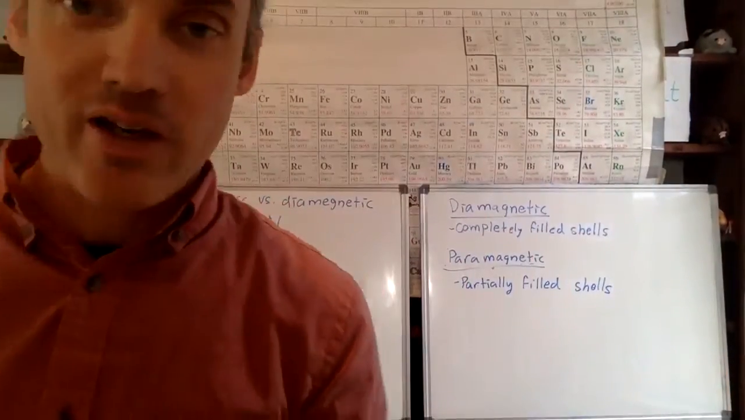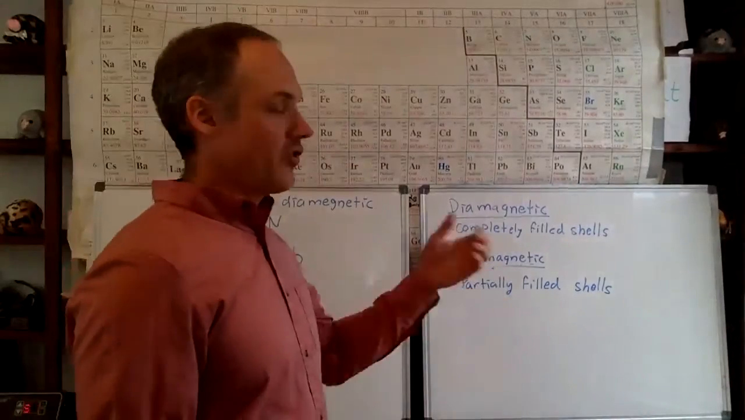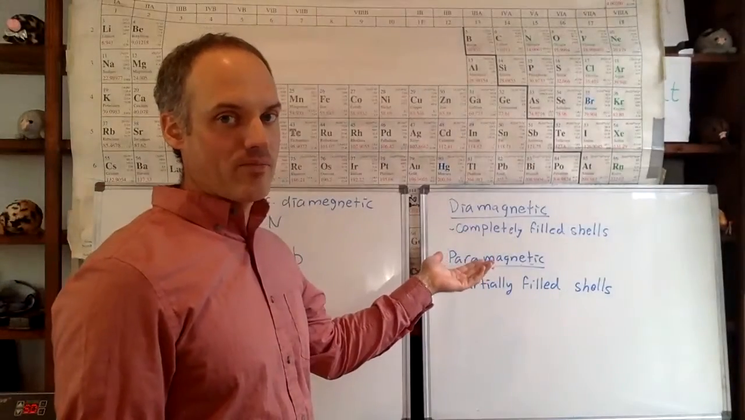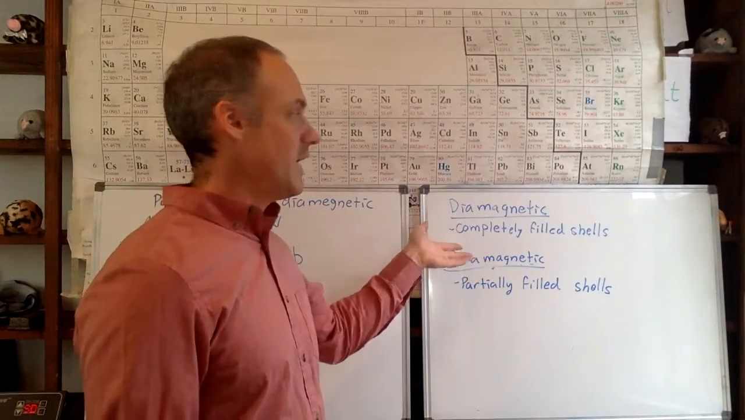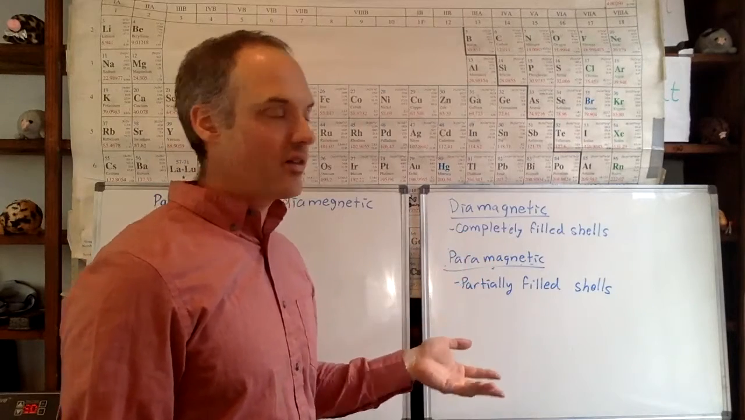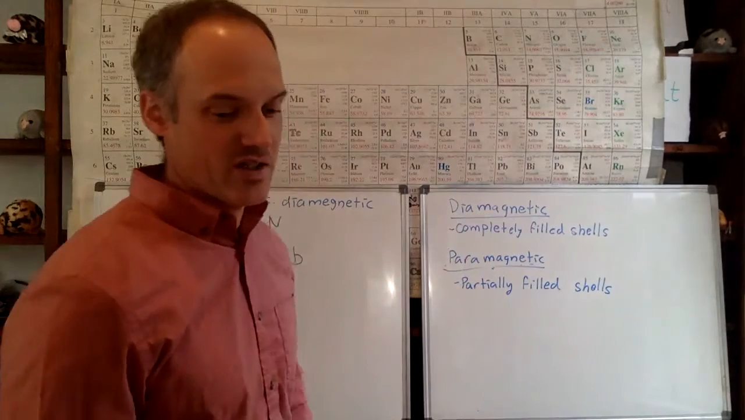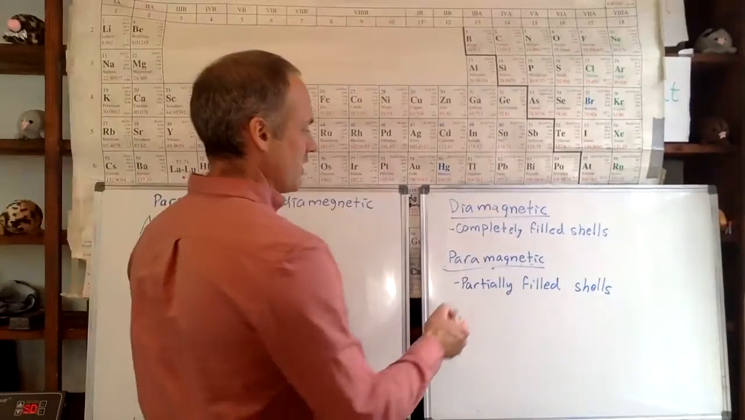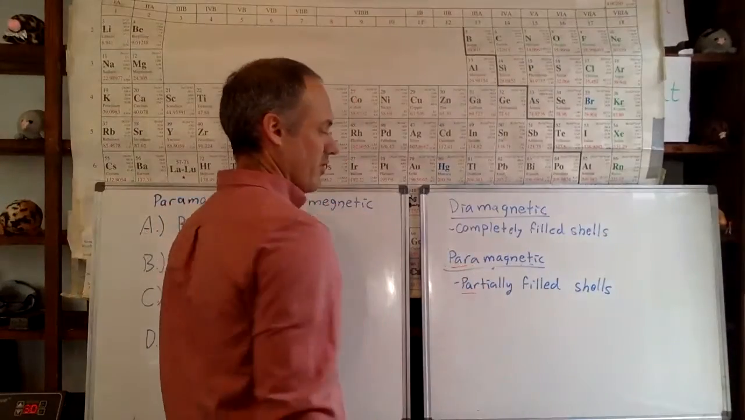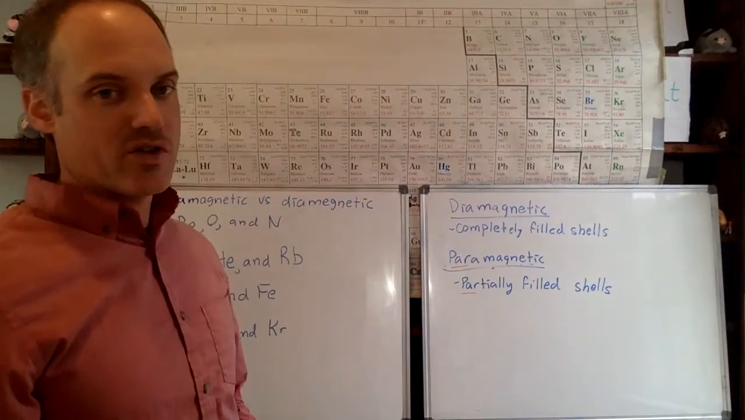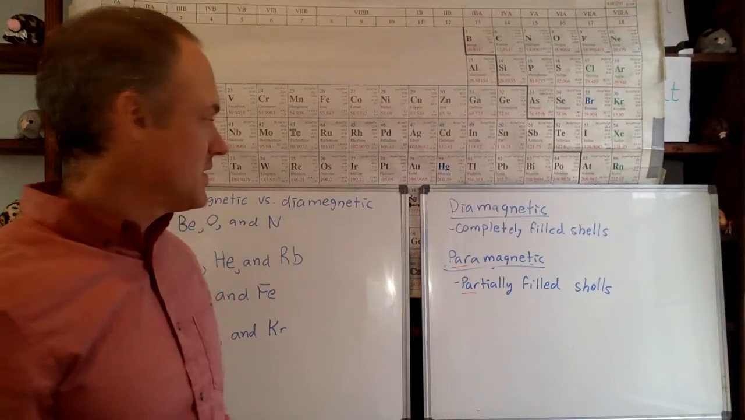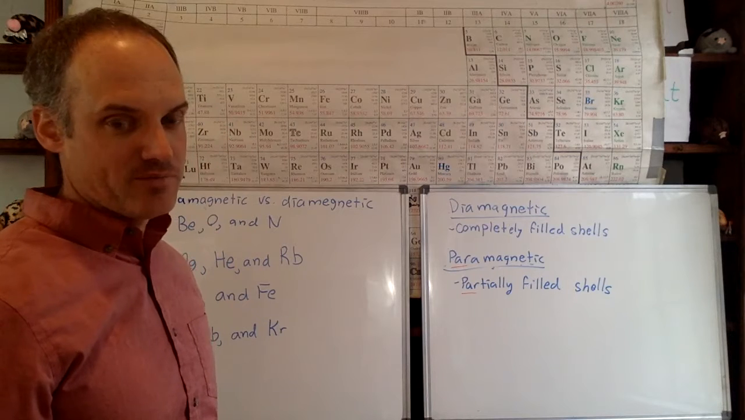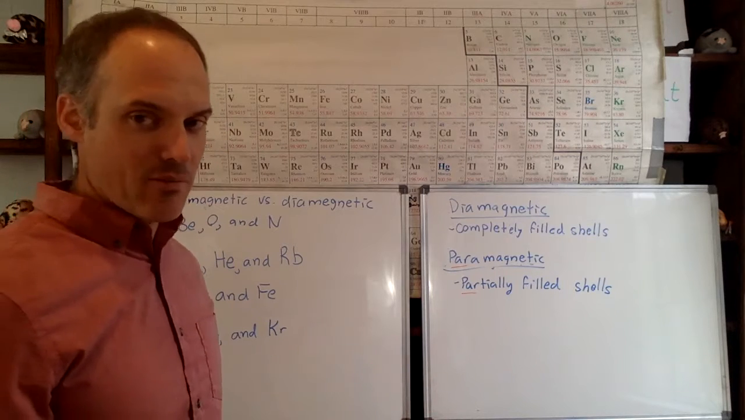Okay, so what is paramagnetic? Well, paramagnetic is partially filled shells, and there's another kind of shell which is diamagnetic. Diamagnetic meaning that it's a completely filled shell. How do you remember which one is which? I remember because para starts with par, which is partially. So paramagnetic is a partially filled shell. Okay, what does that mean?